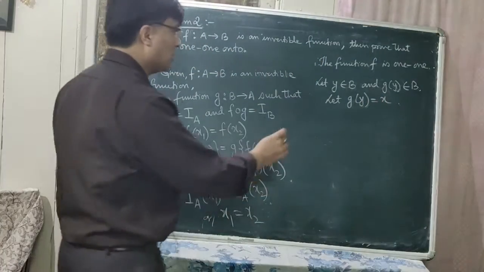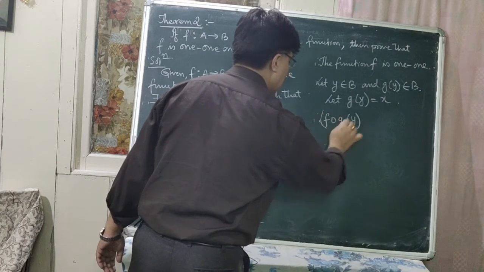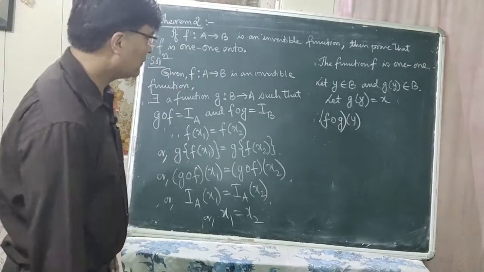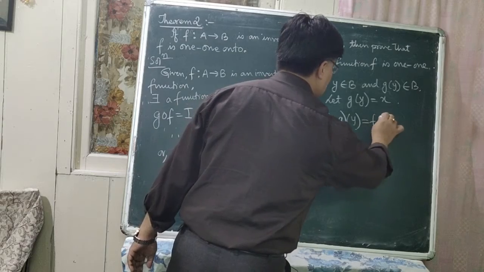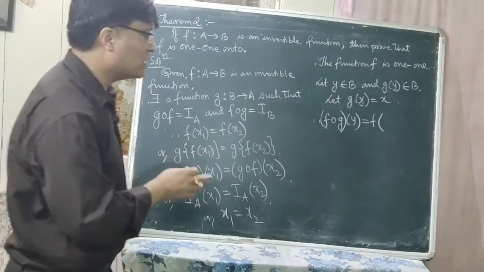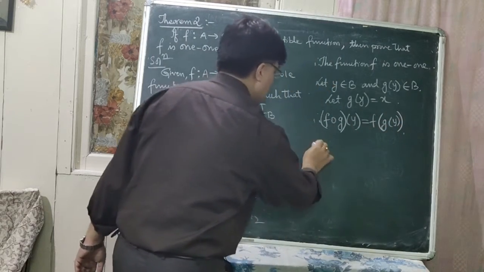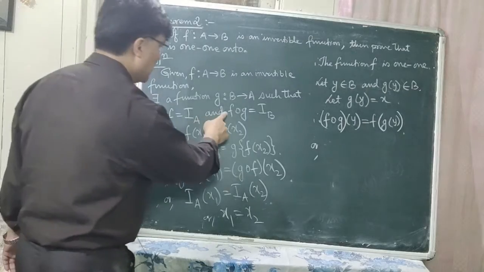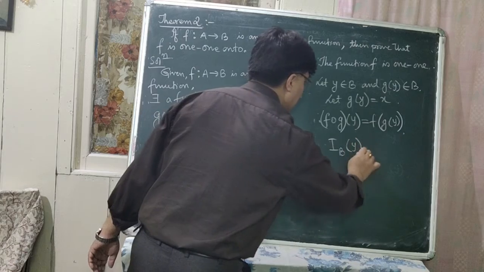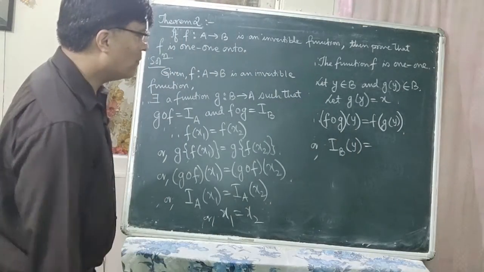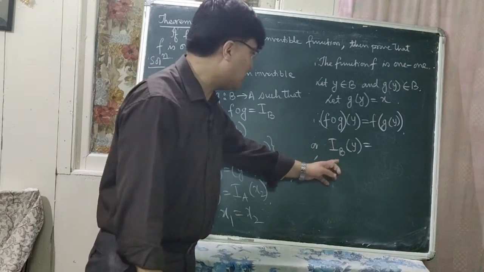Is that clear? Now let us find out fog of y, which is defined as f of z of y, right? So what is fog here? fog is IB, isn't it? So this is IB of y is equal to IB of y. This fog is your identity function. So we can write here IB of y.